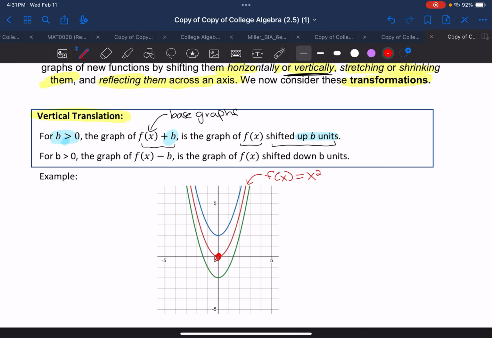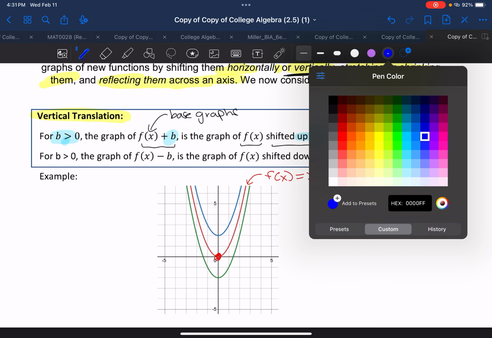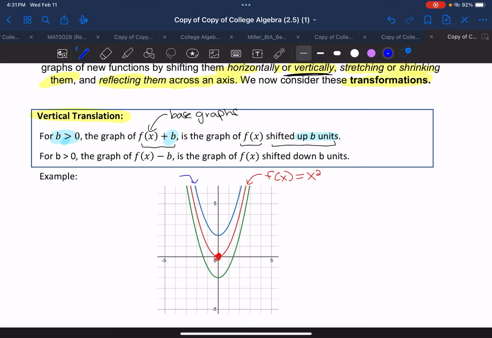And then the blue is the graph of f of x plus 2. And I'll write what f of x plus 2 is over here. This would be x squared plus 2, because f of x is the base graph that I'm using in this example. So you see the blue graph, it's the same parabola, but it's been shifted up 2 units. So now the vertex is at 0, 2. And all the points from the red graph will be shifted up 2 units to create that blue graph.